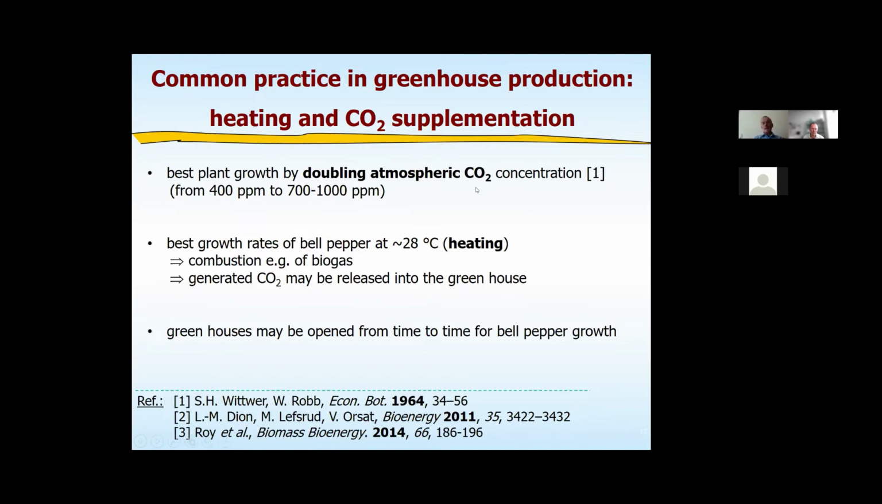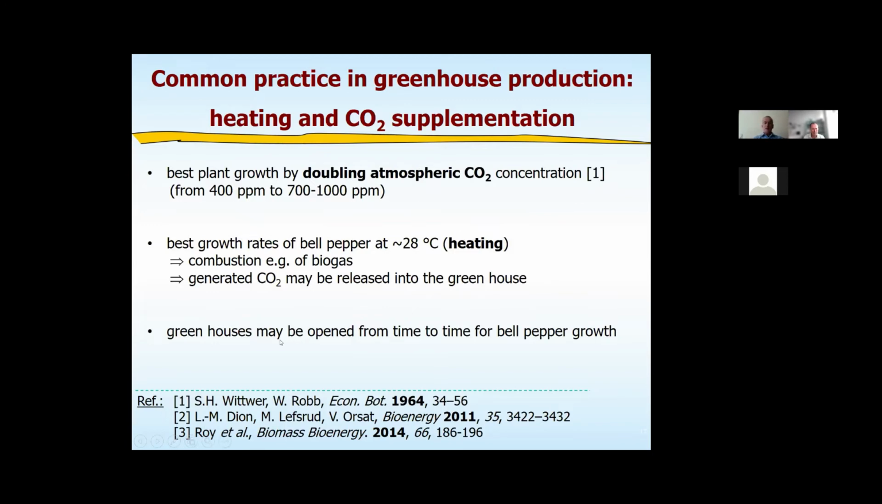But anyway, doubling the CO2 concentration in the greenhouse will give you the best yield. And also the grow rate will be best for bell pepper at 28 degrees. And all this can be achieved by combustion of biogas. And that CO2 generated may also be released into the greenhouse.